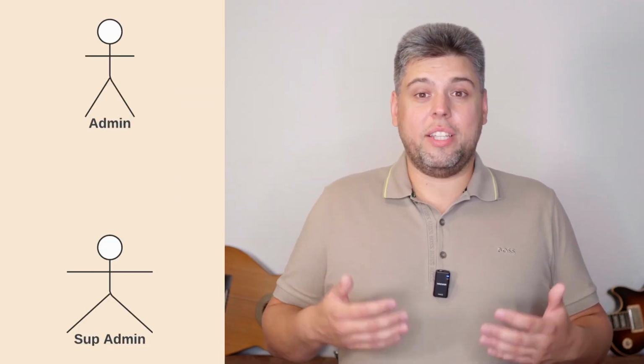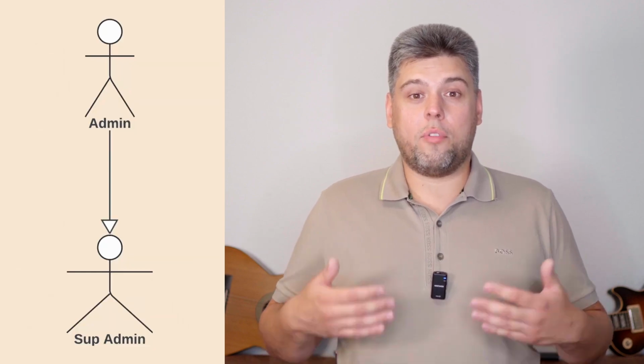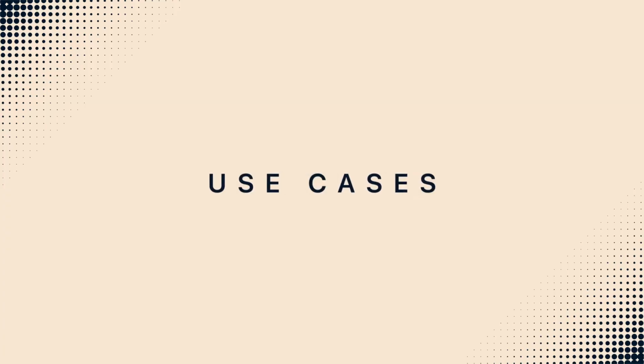Now we should consider relationships between actors. For example, one may be a specialized form of another, like an admin or super admin. The super admin will have features of an admin role plus unique access to manage other admins. Relating one actor to another is called generalization, with an arrow pointing from child to parent. You can generalize use cases to other use cases and actors to actors, but you cannot generalize an actor to a use case or vice versa.